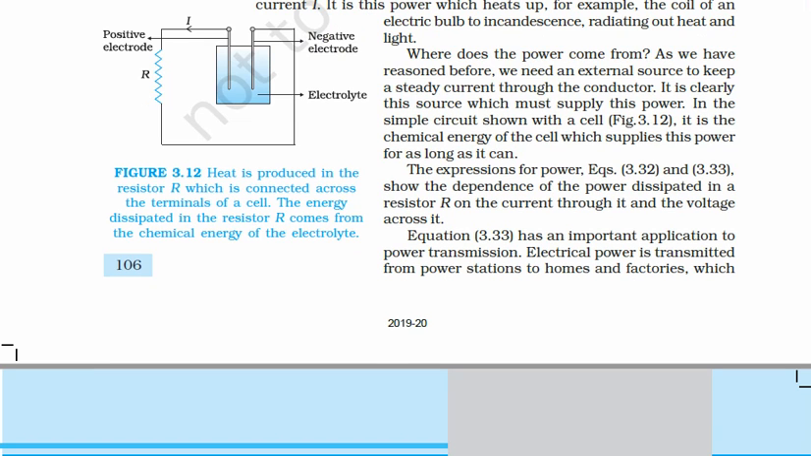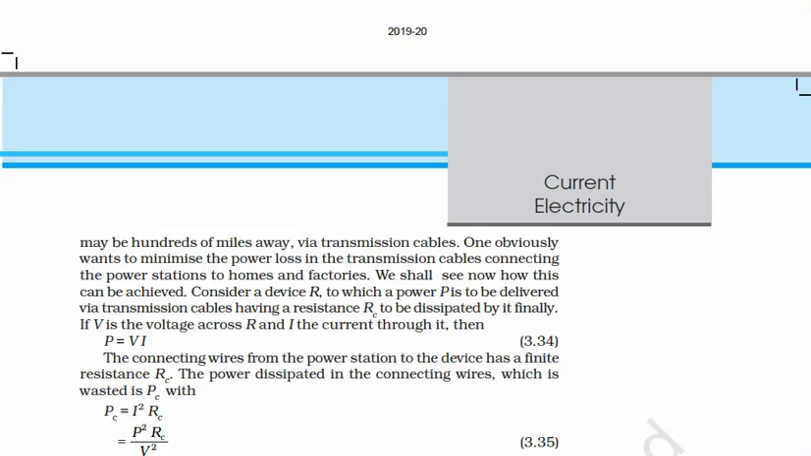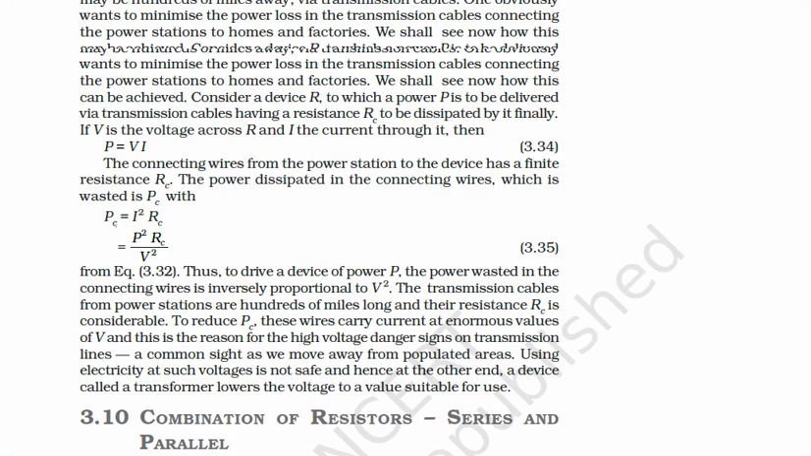Now let us see, there are some important implications of this formula, especially in power transmission. What is power transmission? You get electricity using wires at your home, that is called power transmission. Power is transmitted from the site where it is generated, that means the power station, to your home. That is called power transmission. So let us see what is the application of this in power transmission.